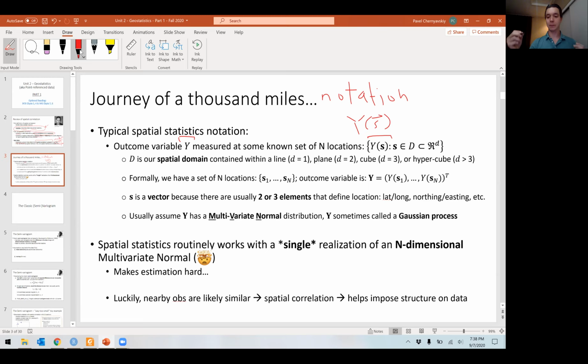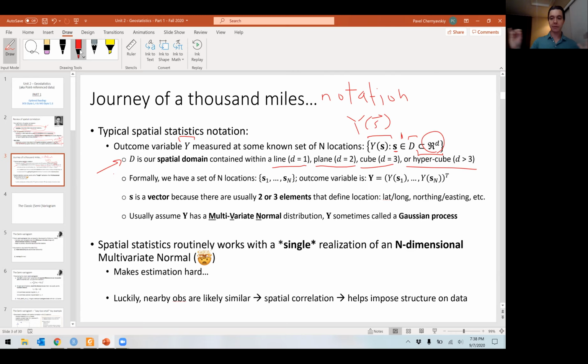The next bit is that our locations are an element of the spatial domain. D is the spatial domain that is contained within R, the real numbers, and the exponent, whether we have coordinates on a line, coordinates on a plane, coordinates on a cube, or something more than a cube. Okay, that was super formal.